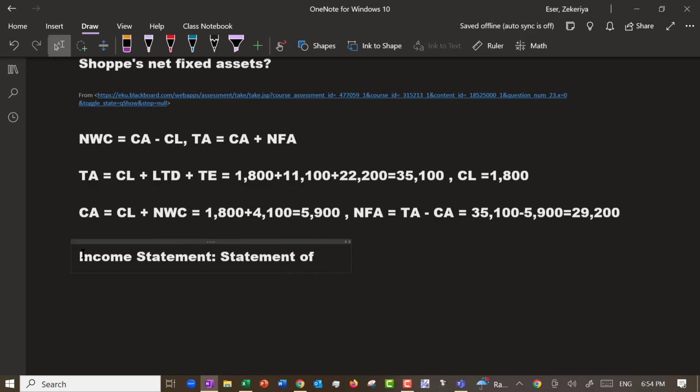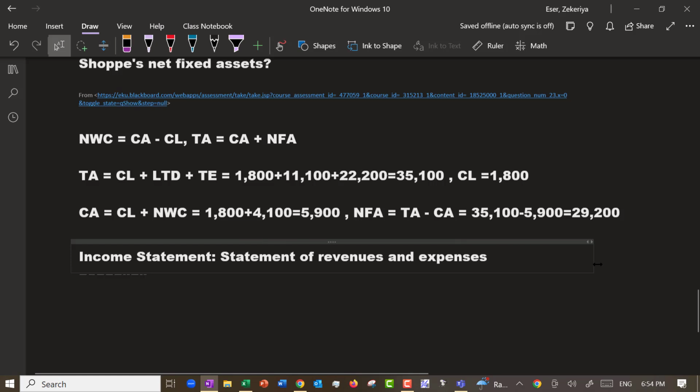This is a statement of revenues and expenses. Two principles. Recognition principle. When do you recognize that?